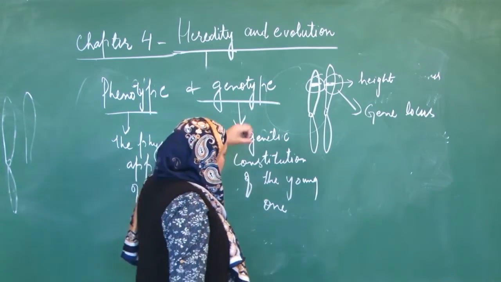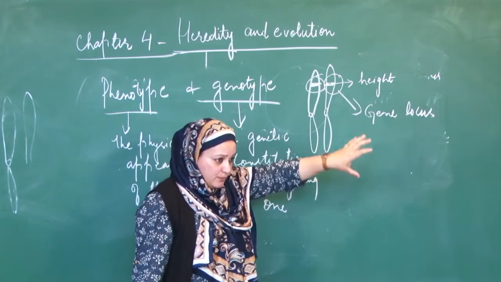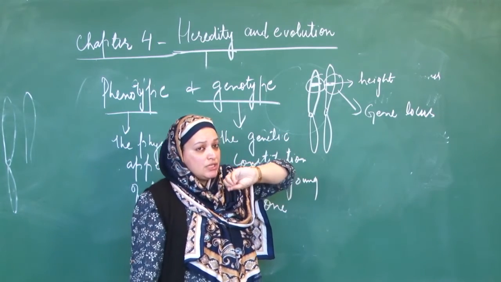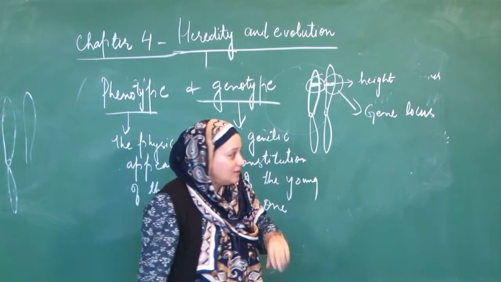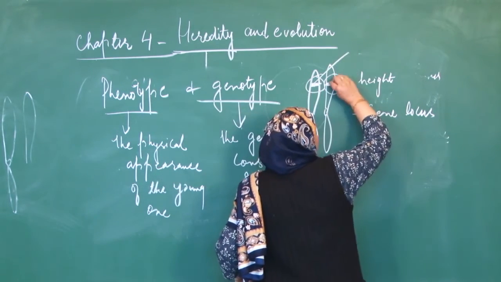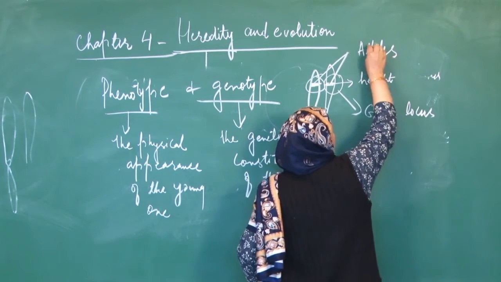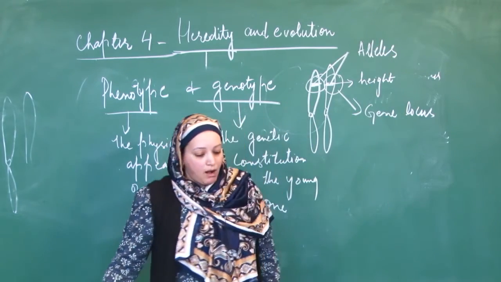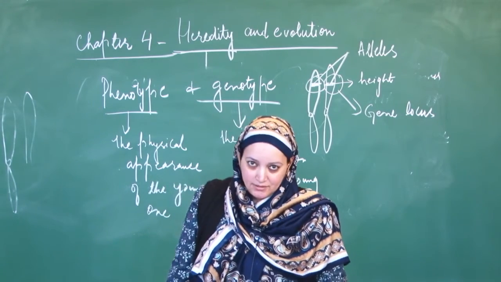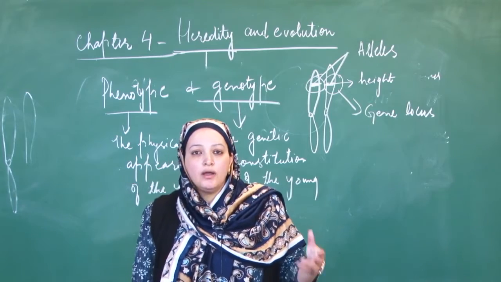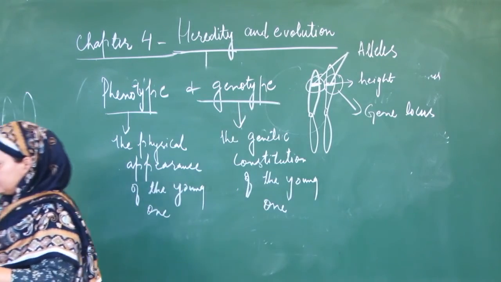Now you know that there is a specific position and there are two genes for one character, and what are those genes called together? These are called the alleles. There are two alleles for one character. So, what are alleles?